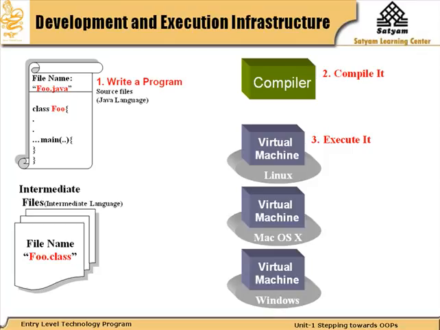Java development and execution infrastructure. In this slide, you will see what happens when a Java program is compiled and executed. Here I have a simple source file foo.java, which contains class foo. Let's give foo.java as an input to the compiler. The compiler checks for syntactical errors and, if no errors, generates foo.class, which contains the bytecodes.